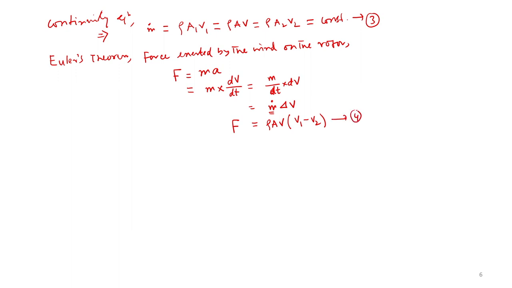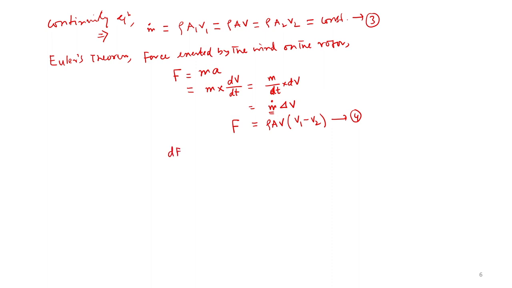So, this may be equation number 4. So, if we consider the incremental work done, then how we can write it? dE is equal to F into dx, considering incremental work done in the wind stream. So, this may be equation number 5. So, now if we substitute the value of F, then we can expand dE.